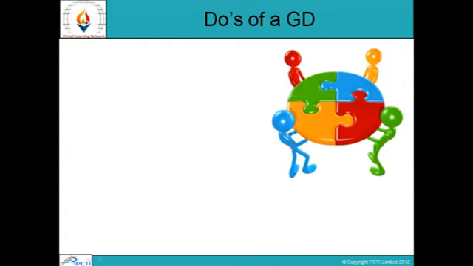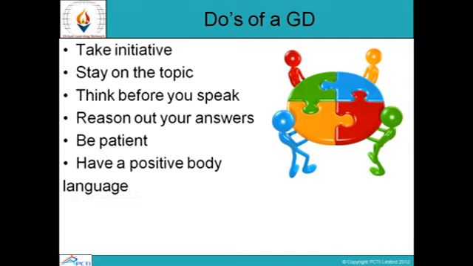Next is do's of a GD. Means what are some of the things one should follow in a GD. Take initiative. One should take initiative and start. One should take initiative as well as leadership of one's own points and statements. Next, you have to stay on the topic. Remember, you should not deviate from the topic. Whatever topic is going on, to maintain the flow, one should always be on that track.